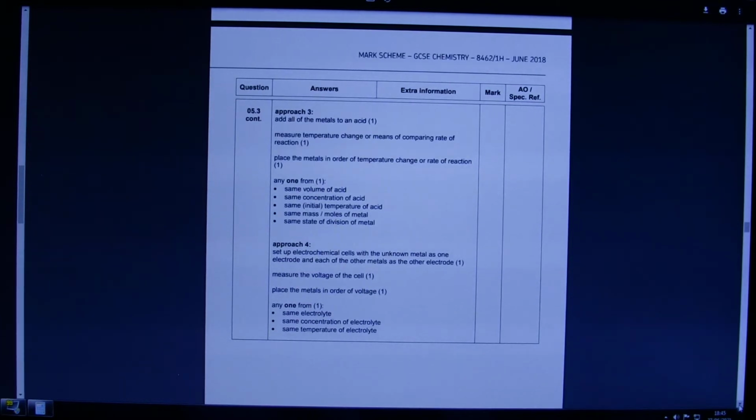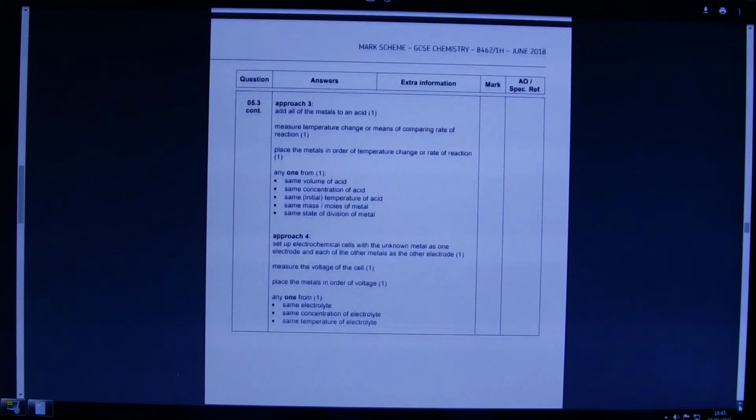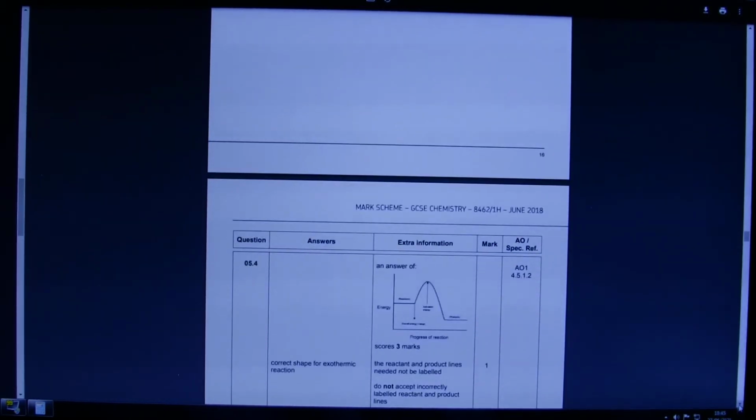Approach 4. Set up electrochemical cells with the unknown metal as one electrode and each of the other metals as the other electrode. Measure the voltage. That's clever. But you'd have to put them the same distance apart in the same concentration of the same electrolyte at the same temperature. In the same places, in the same volume, in the same container, with the same lengths of wires and all kinds of same things. Right.